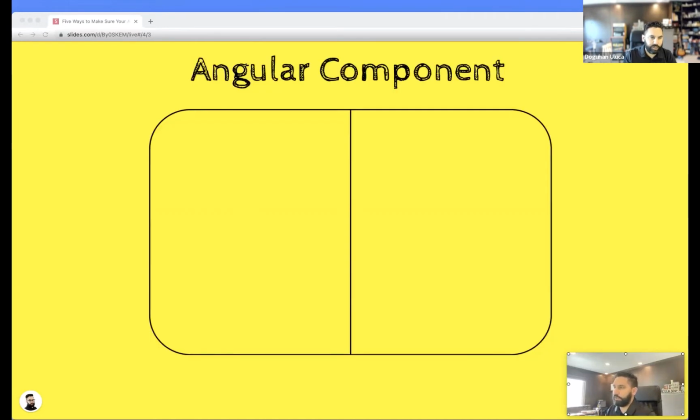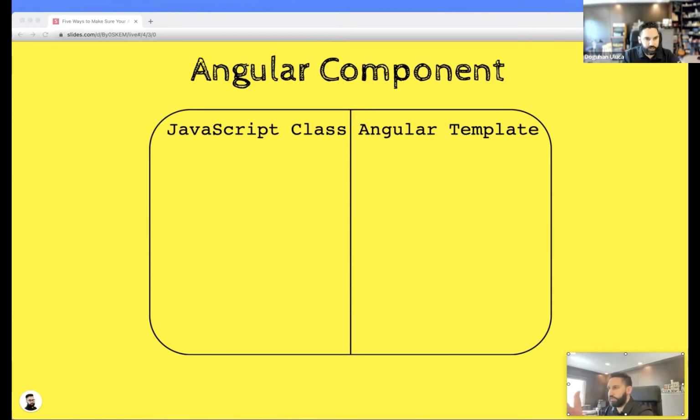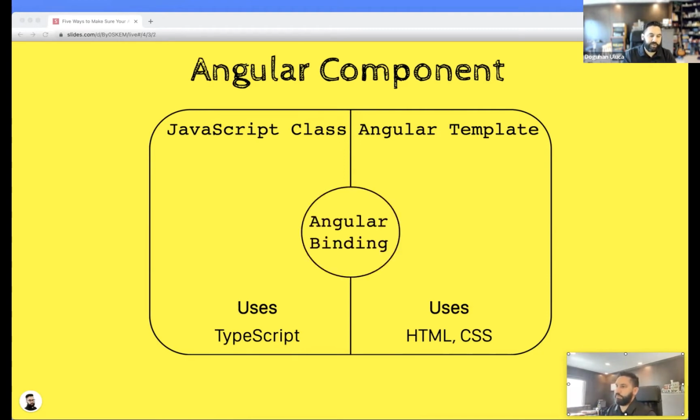But so, what does a component library do? In Angular components, we have a combination of our JavaScript class and our Angular template. Our JavaScript class uses TypeScript. Our Angular template uses HTML and CSS. And of course, the magic comes from this Angular binding that forms an Angular component. So, for example, when you use a library like Bootstrap, it kind of only provides you a sliver of the functionality you need, whereas a full component library gives you the whole deal.